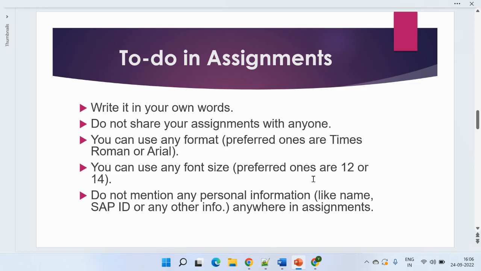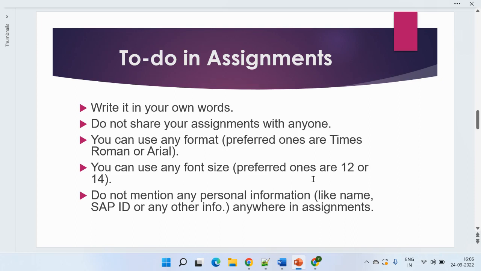Then next is, you can use any font size. Font size means the size of the font, maybe related to the headings, or maybe the content, the paragraph. You can use 12, 14, 16, 18, anyone. There is no restriction. Because if you write in 18, then definitely it will be 10 pages. If you write in 12, then it will be 2 pages. Even some students say, how many pages do we need to write? So there is no criterion there. You can write any number of pages.